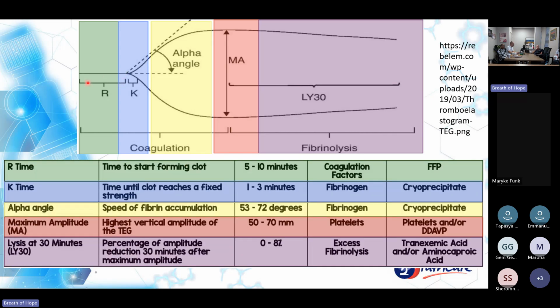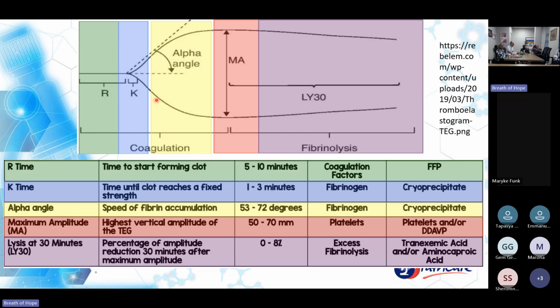So you have the R time, which is the time to start forming the clot, typically 5 to 10 minutes. If there's a defect here, you need to get FFP to restore your coagulation factors. Once the clotting cascade is finished, next it's time for fibrinogen and platelets to form the clot. That is measured by K time, alpha angle, and maximum amplitude.